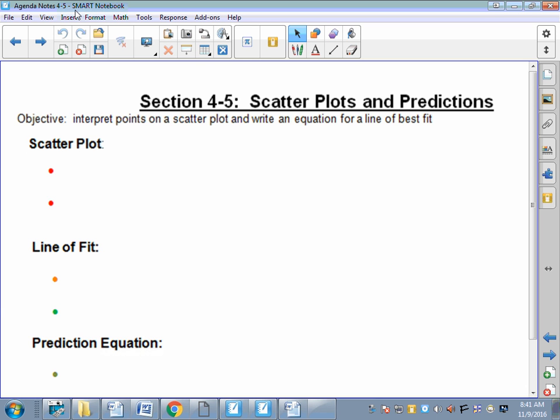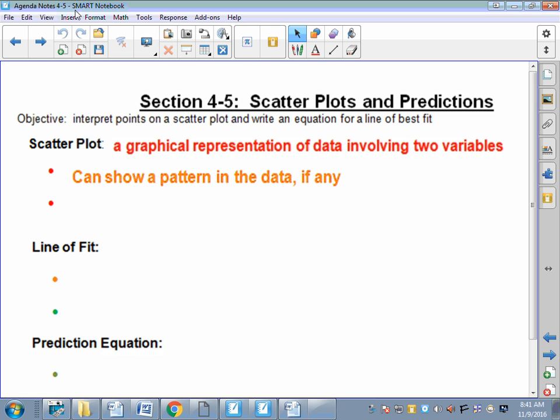So the first thing that you need to know, and if you look at the examples down the page, a scatter plot is a graphical representation. It's got an x-axis and a y-axis of data with two variables. Let me go through this and then I'll say what we could do. We can show a pattern in the data if there is any. Sometimes things look like they match up and sometimes they don't. And we can use this scatter plot and this data to make a prediction about things.